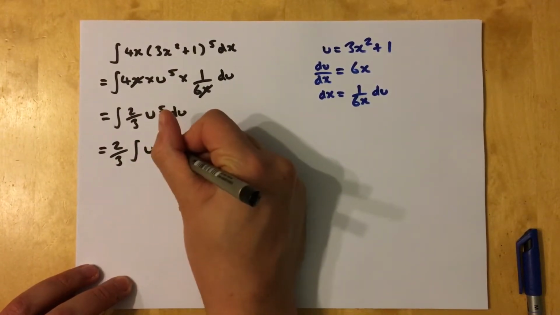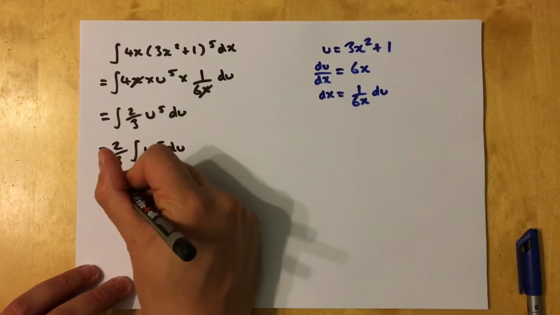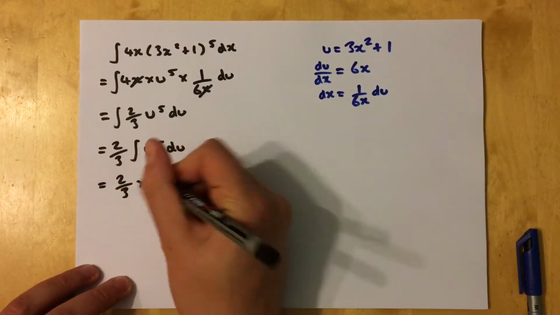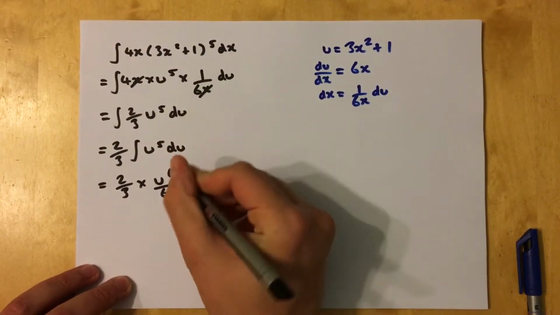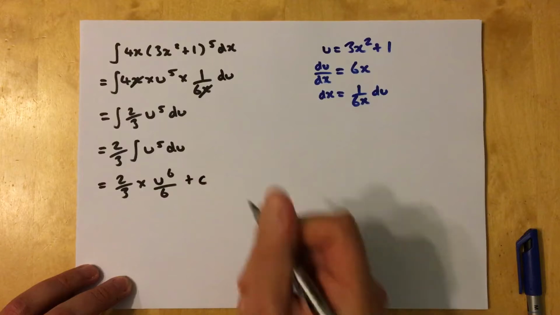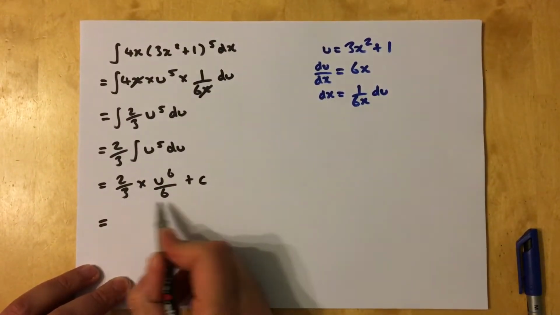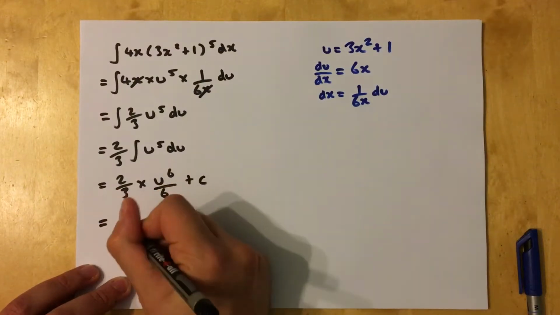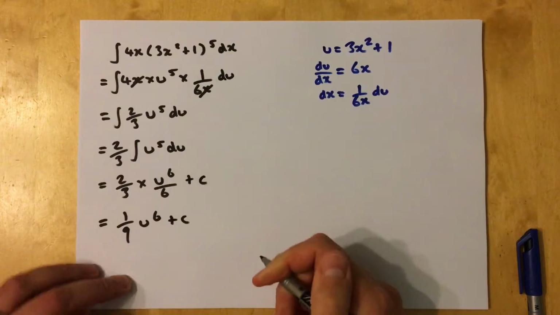So it boils down to me just integrating u to the power of 5 with respect to u. So it's going to be 2/3 multiplied by u to the power of 6 over 6. I've integrated, so I now have my constant of integration. And tidying this up, I'm going to get 2 over 18, which is 1 over 9.